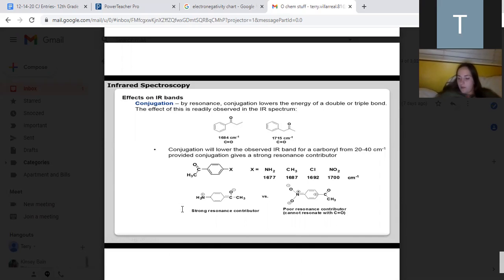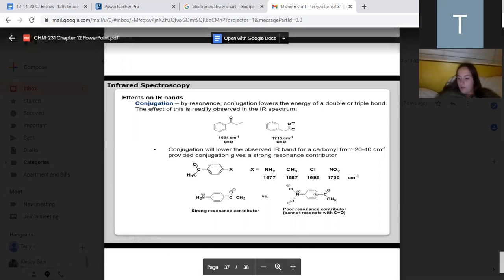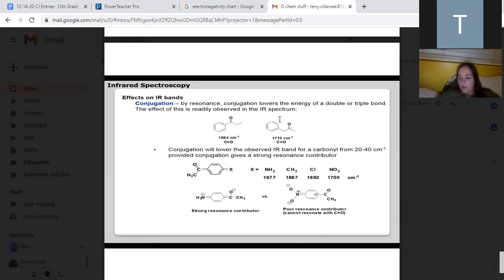So if you look here, we have a ketone that's not conjugated with the ring because there's an sp3 carbon in the middle. And that's at 1715. That's about where we normally expect to find ketones. If it's conjugated with the ring, now it's at 1684. We moved it to the right. Okay, I see.